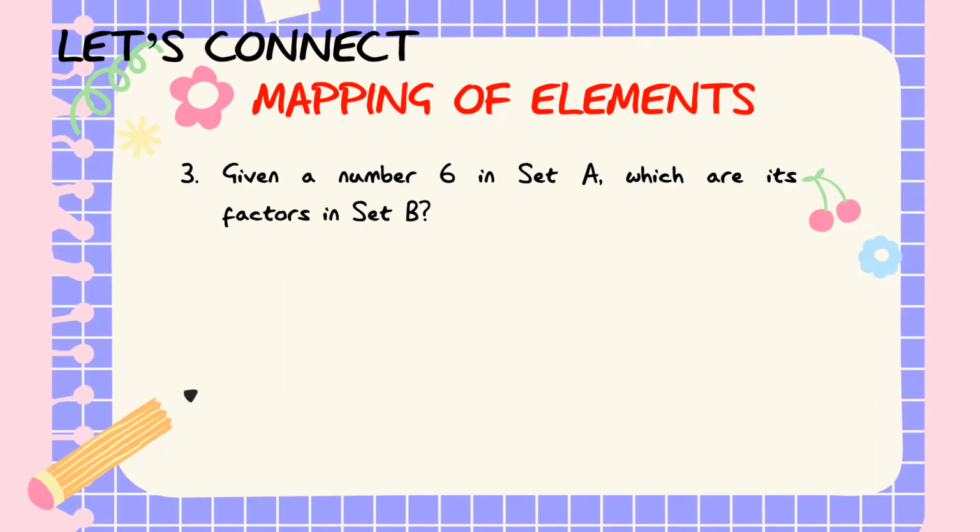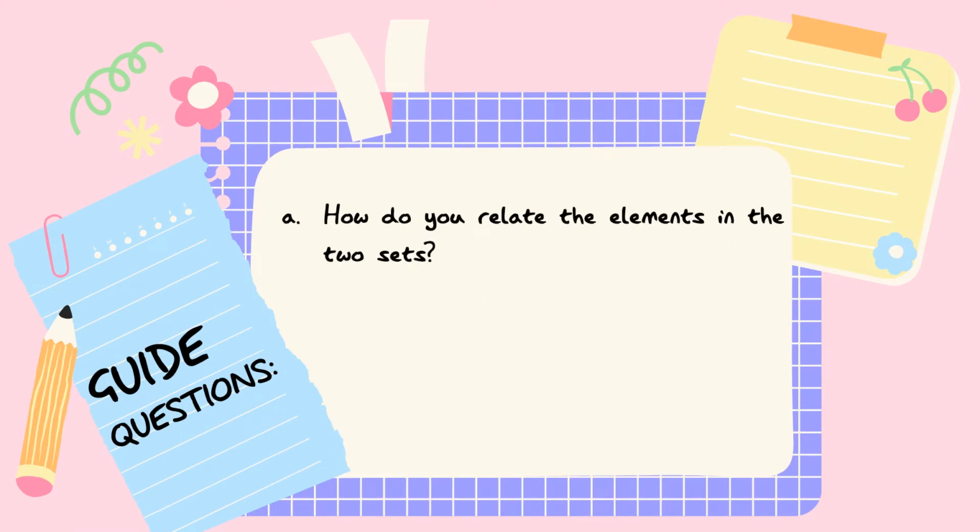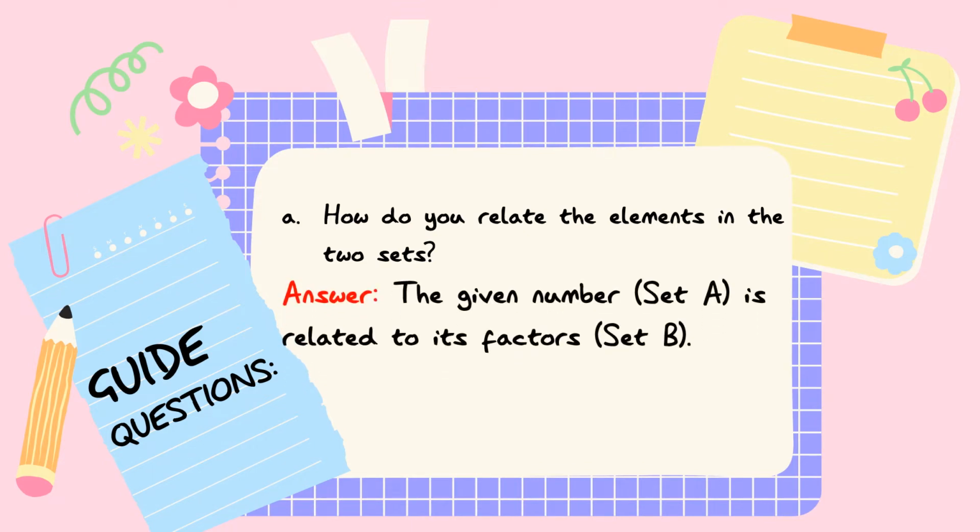Now let's have the third example. Scenario number 3. Given a number 6 in set A, which are its factors in set B? So we have 6 in set A and the numbers in set B. So the factors of 6 are 1, 2, 3, and 6. Very good. Now let's have the guide questions. How do you relate the elements in two sets? So the answer? The given number in set A is related to its factors in set B. Good job!